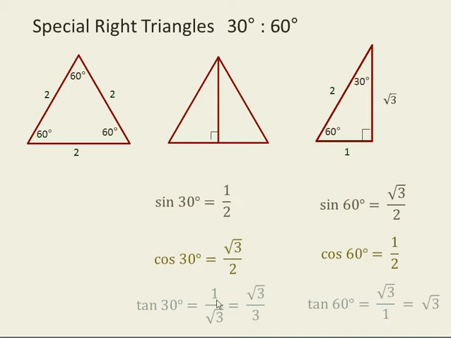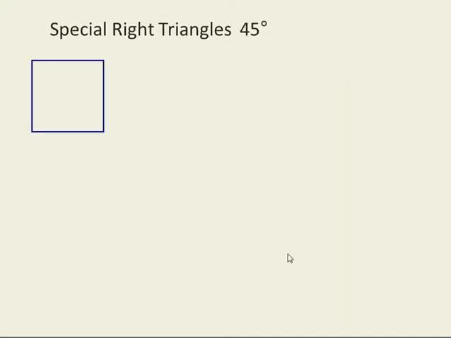And tan is opposite over adjacent. It's also sine divided by cos. A half divided by root 3 over 2. The 2's cancel out, you get 1 over root 3. Same thing over here. Okay, let's look at the 45-degree triangle.